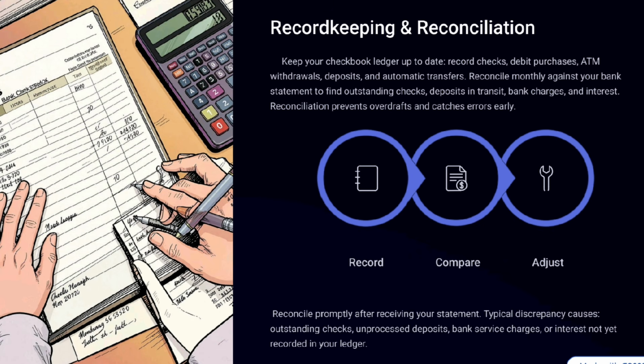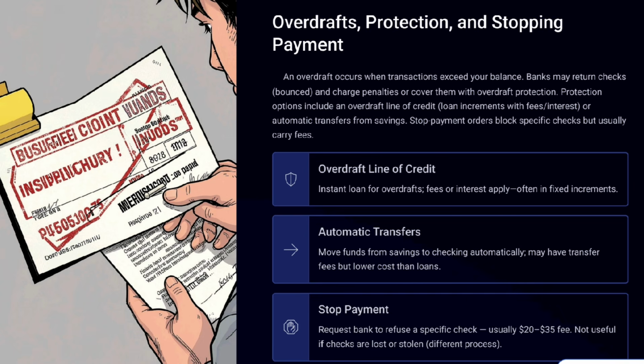So always track your transactions in your own ledger, compare them with your monthly bank statement to catch outstanding items or errors, and adjust your records promptly so you never spend money you don't actually have. So let's proceed to the next slide.